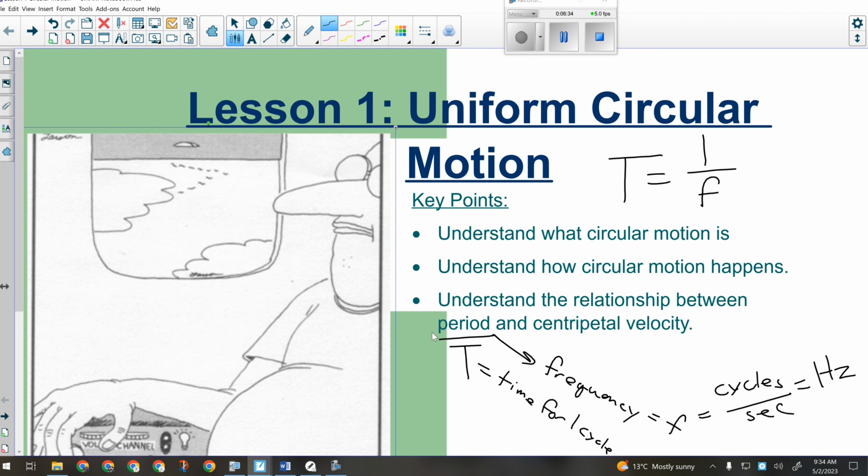Okay, how does circular motion happen? So if I want this tape to go around and around in a circle, okay, what do I have to do? I have to use my hands, okay? What is my hand doing to the tape? Moving, putting force on it. Okay. I'm putting a force on it.